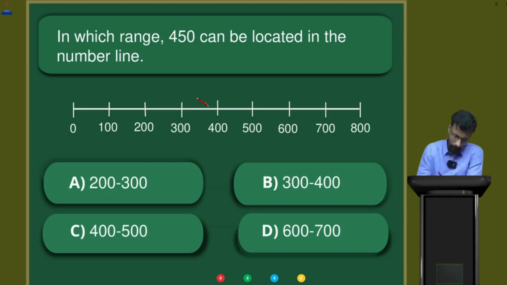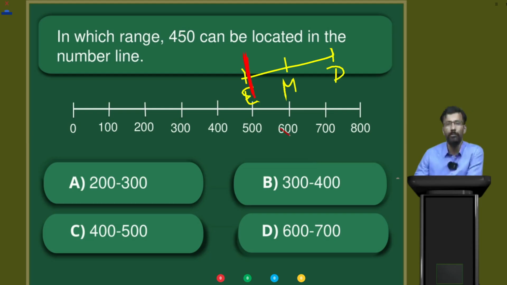So 450, 450, 400, 450, 450. So 400, then 500. So that will be the range. Option number C. Very easy question. That's a basic question. If I say the difficulty level of it, so it's easy, it's moderate and difficult. So the question lies here. That's a very easy question.